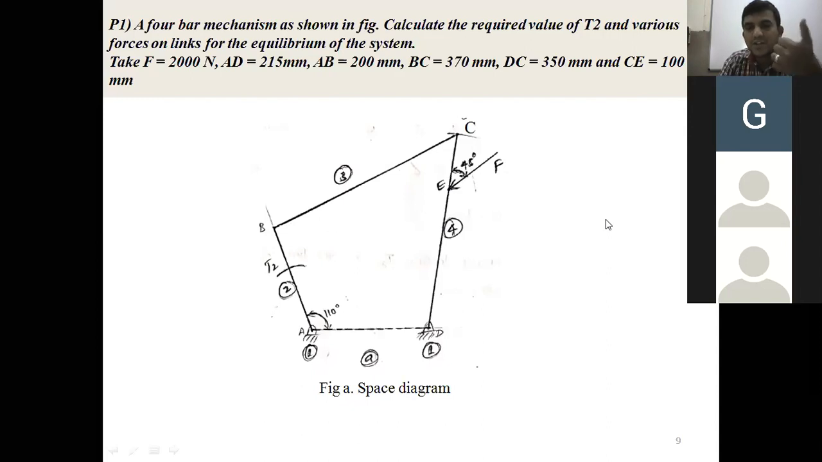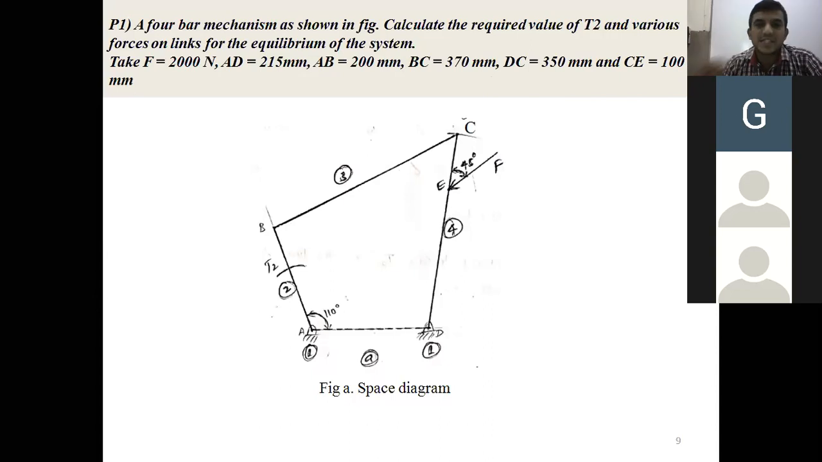Yes. First, once you read the problem, identify the type of mechanism, which is a four bar mechanism. Second, draw the space diagram with the help of a suitable scale. Now see that all dimensions are in mm here. Link lengths are in millimeter, 215, 200, 370. If you take 1:1 scale, it is not possible to draw on an A4 sheet, right? Because an A4 sheet is 297 mm into 210 mm. You can't draw it on an A4 sheet here.